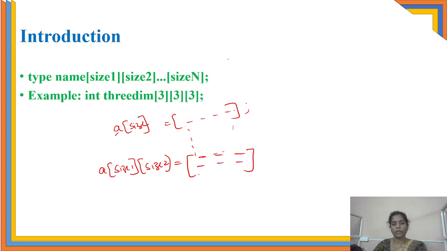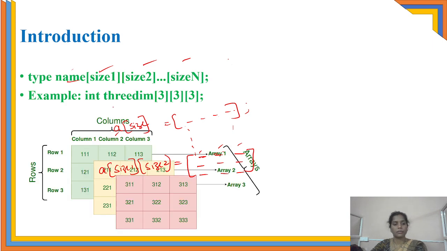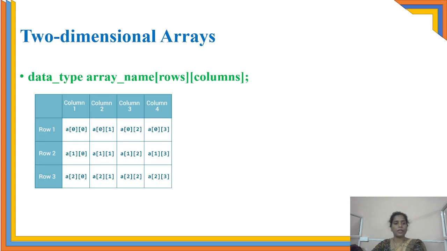0th row, first row, second row. 0th column, first column, second column, because array index starts from 0. Like that, 3D also, a 3-dimensional array: array name, 3 sizes. Likewise, we have multi-dimensional arrays. So rows and columns.